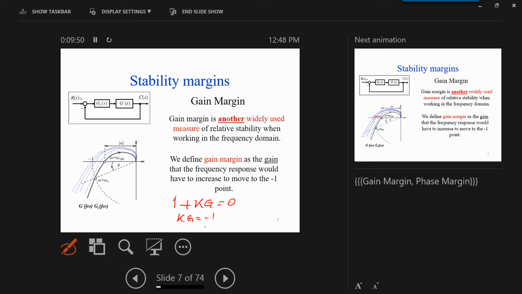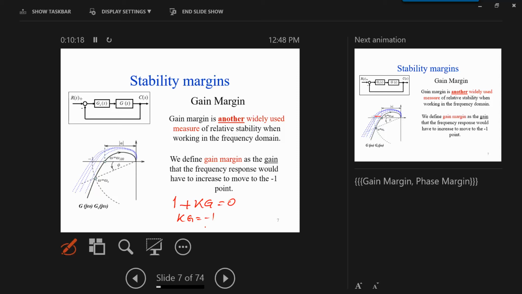How can I reach the -1? By increasing the gain or by decreasing the phase margin. If I can rotate this plot, as you see the dashed line here, I can rotate it. By reducing the phase margin, I can cross the -1, or by increasing the gain margin. So either way, the system can be unstable.